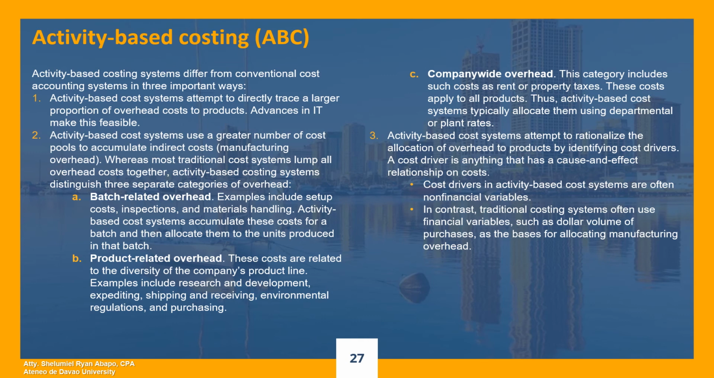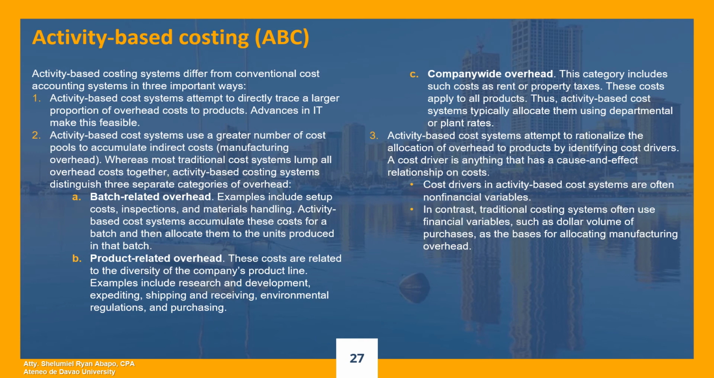Activity-based costing systems differ from conventional cost accounting systems in three important ways. First, activity-based cost systems attempt to directly trace a larger proportion of overhead costs to products. Advances in information technology make this feasible. When implementing activity-based costing systems, take note, accountants observe production operations and interview factory workers and supervisors to obtain a better understanding of how manufacturing activities affect cost.